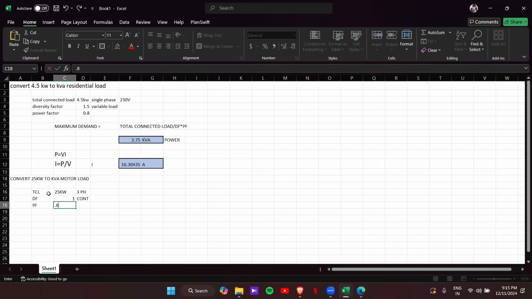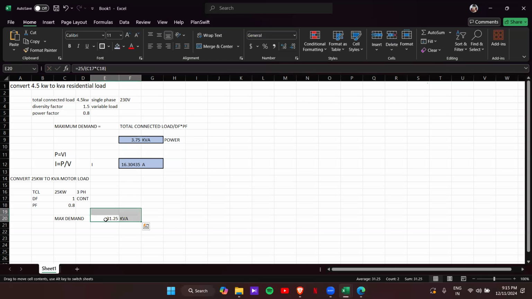So let's continue with the maximum demand equation. Total connected load is 25, divided by its diversity value, 1, into 0.8, the power factor. Just close the bracket. And that is 31.25 kVA.